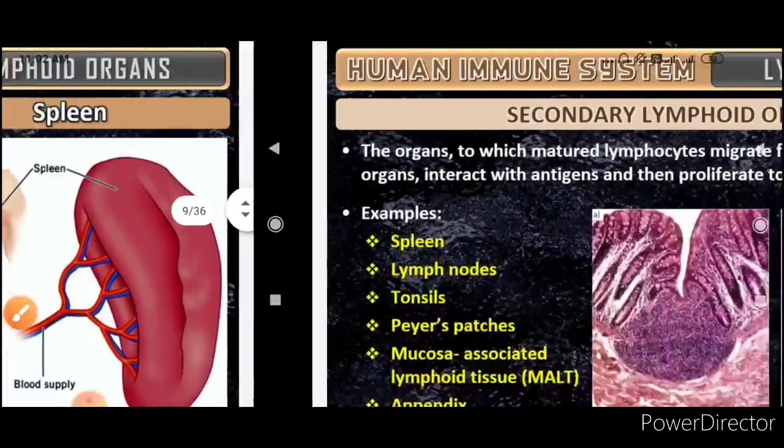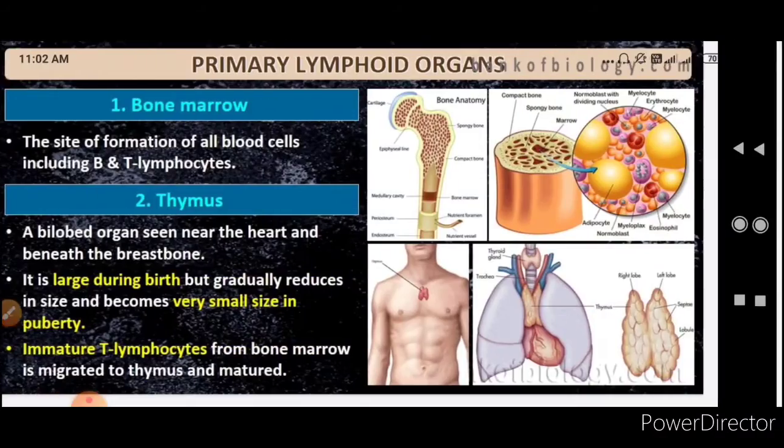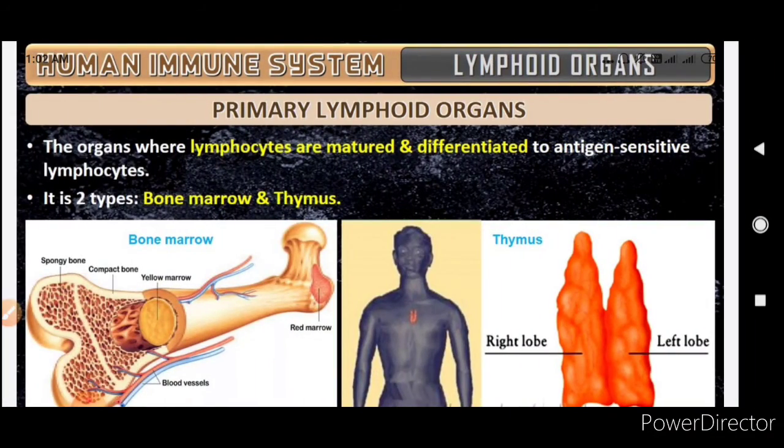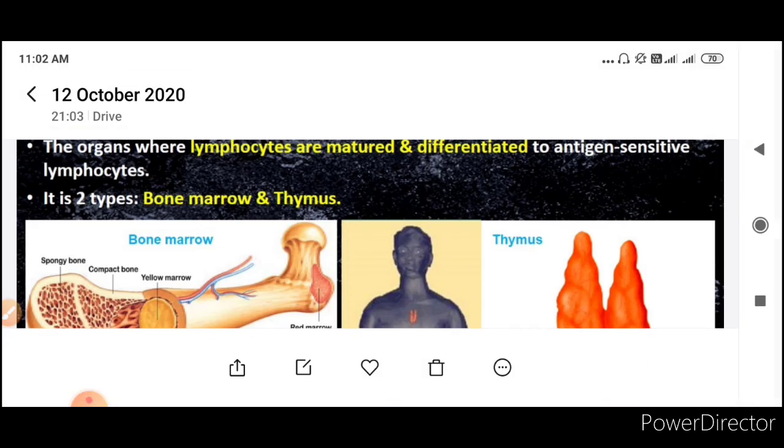So what did we study in immunity? We studied the various lymphoid organs, in which we saw primary as well as secondary lymphoid organs. You have to remember the name and function of each and every organ which is given.